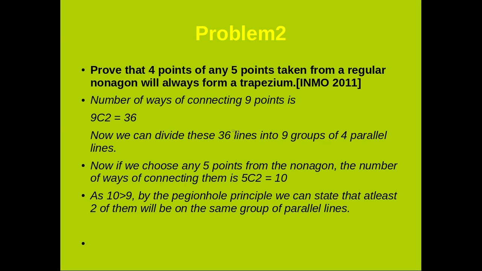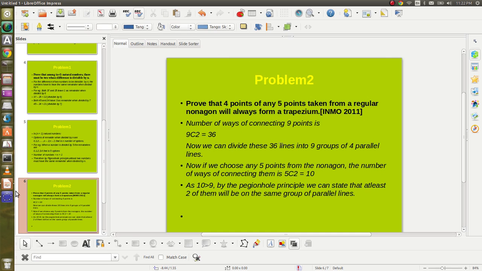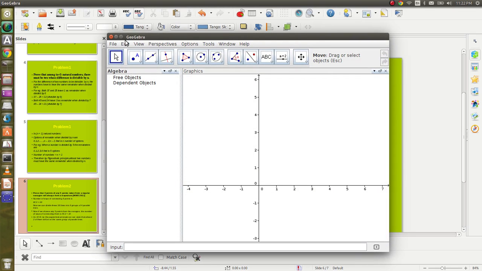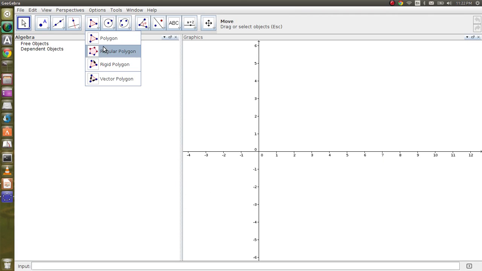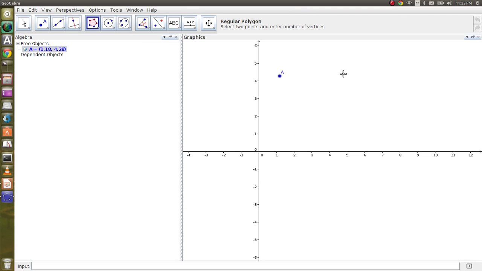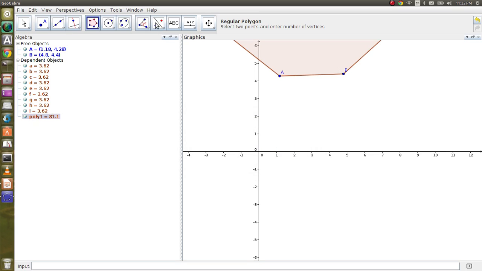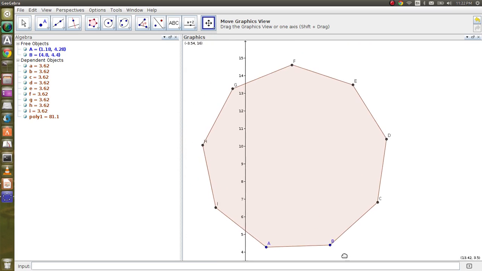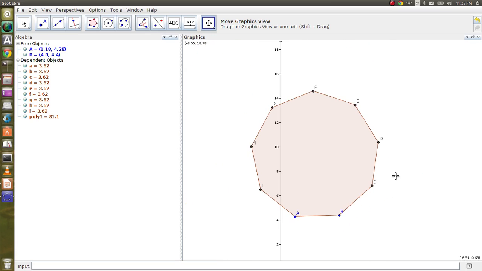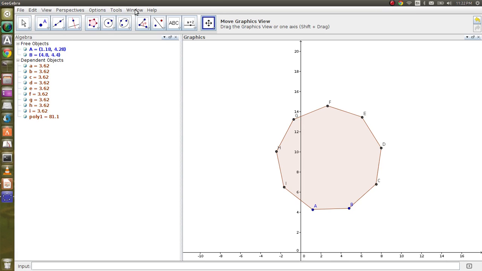Now let's use Geogebra to understand this better. Now let me draw a nonagon. A nonagon is a regular polygon of 9 sides. Here we have a 9-sided polygon. This is quite big. I will make this a little smaller. Now we must realize that in this polygon, as it has an odd number of sides, no side will be parallel to another.